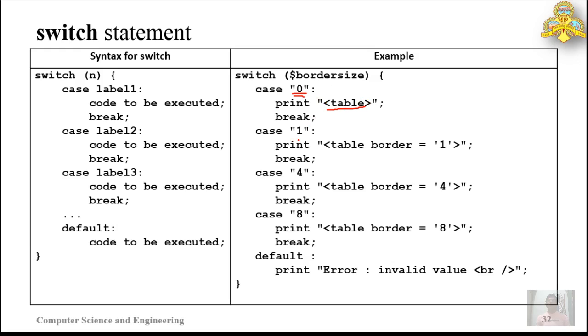Break. If the border size is specified as 1, then the control of execution shifts to this block, and here I will specify the content that is to be sent to the browser, that is table border equals 1. Likewise for case 4, case 8. And if the border size does not equal 0 or 1 or 4 or 8, then it goes to the default block. Then here is one message. So this depends on your logic, how you are utilizing it in your coding.